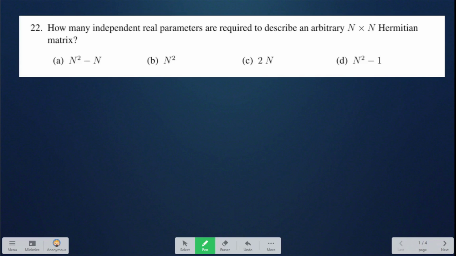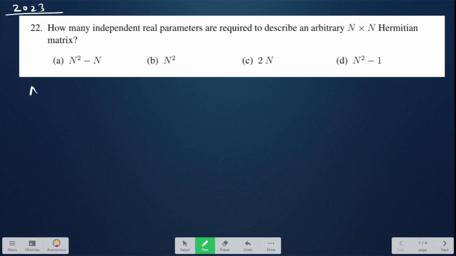Here is a question from JEST 2023 from Matrices topic. We have to find the number of independent real parameters required to describe an arbitrary n cross n Hermitian matrix. Let's go step by step.